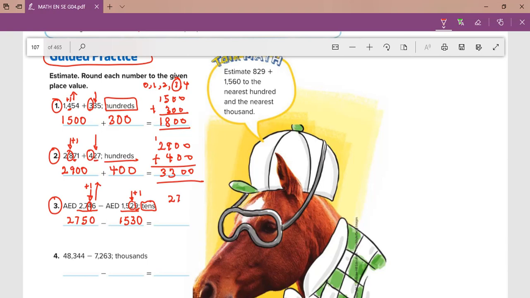So do your subtraction. 2,750 minus 1,530. So 0 minus 0 is 0. Check the next column. 5 minus 3 gives you 2. 7 minus 5 is 2. And 2 minus 1 is 1. So your answer, 1,220. Alright, this is where I'm going to stop today, and I'm going to see you in the next lesson. Take care and bye-bye.